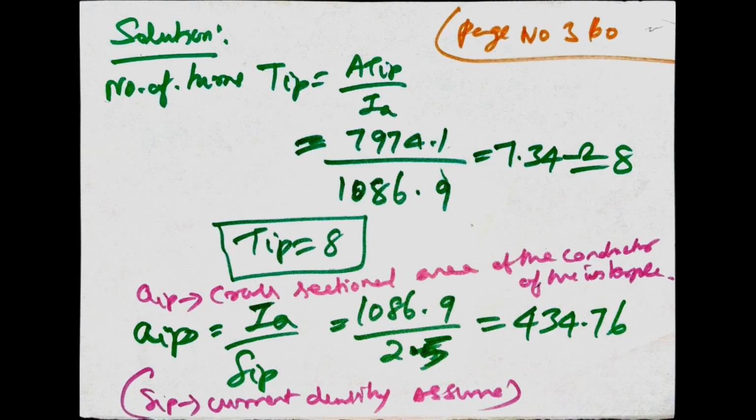Continuation of solution. Number of turns per interpole, that is T_IP, is equal to AT_IP divided by I_a. Putting the required values, we have T_IP is equal to 7.34, approximately 8. A_IP is the cross section area of the conductor of the interpole, that is A_IP is equal to I_a divided by delta_IP. Delta_IP is the current density, assumed value 2.5, so 106.9 divided by 2.5. A_IP is 434.76 we obtained.